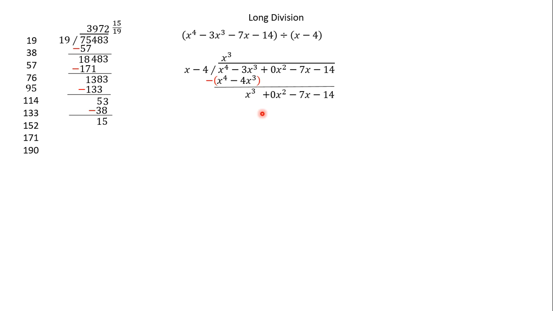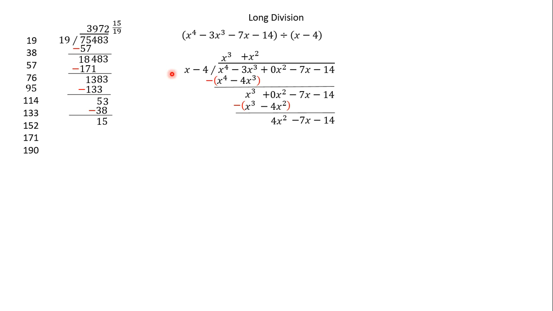And rinse and repeat. What times x equals x cubed? Well, x times, we need 2 more to get to that 3, so x squared. Put an x squared at the top. We're going to multiply x squared times x minus 4 to get x cubed minus 4x squared. Subtract. X cubed minus x cubed is going to go away. Again, that's by design. And then minus negative is plus 4x squared. Nothing plus 4x squared is 4x squared. And we can bring down the rest of it.